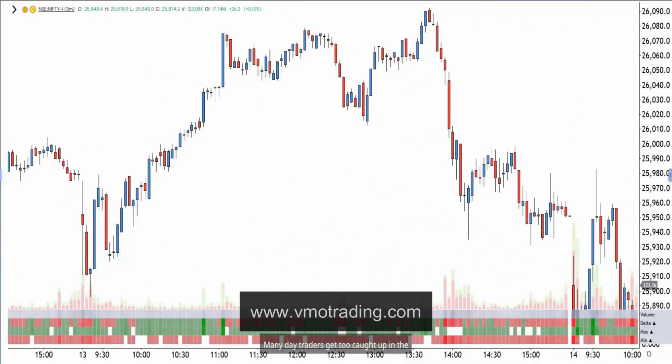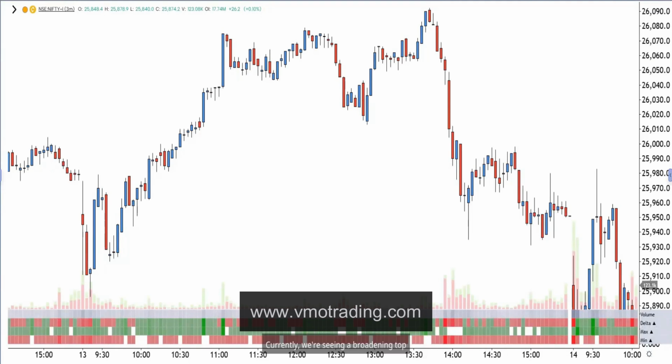Many day traders get too caught up in the details of order flow. This situation puts you at a significantly higher risk of focusing on various structures that are contextually insignificant to your broader goals.